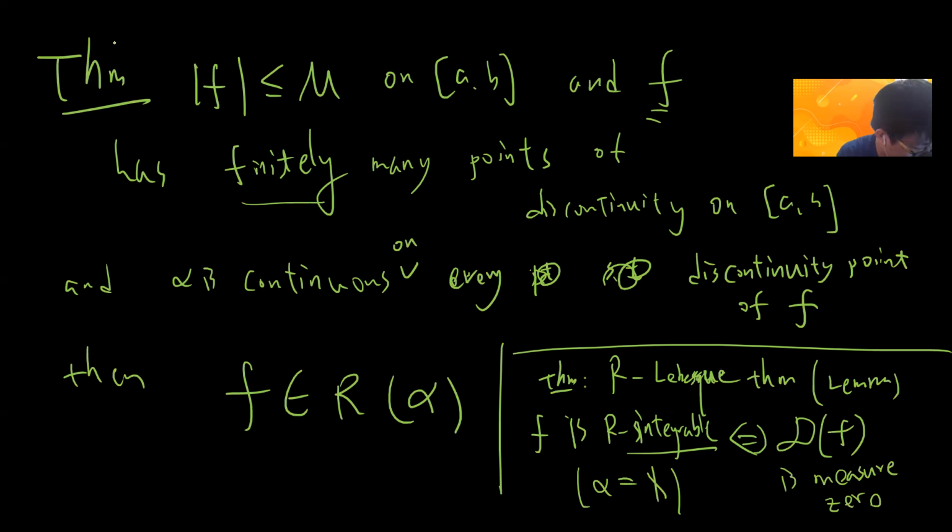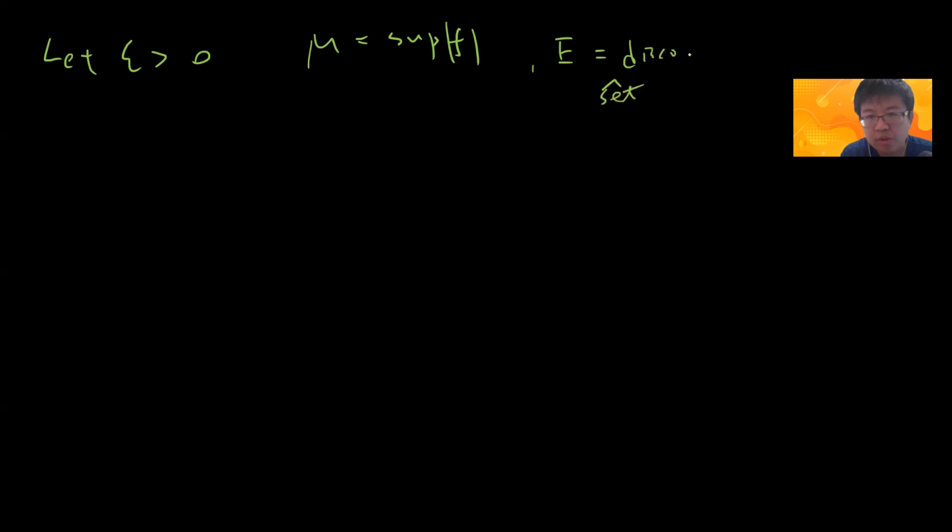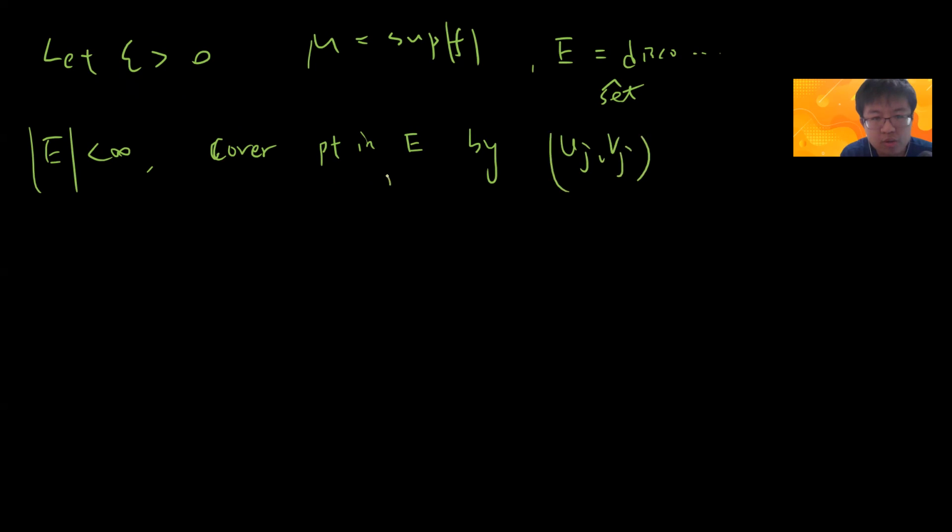Okay, so let's see how to prove it. This proof is a little bit difficult. Suppose epsilon is given and let M be the sup of |f|. Then let E be the set of discontinuities, and E is finite. Since alpha is continuous at every point of E, you can cover the points in E by intervals, let's say (u_j, v_j), where j labels the points in E, and (u_j, v_j) is an open interval covering it.